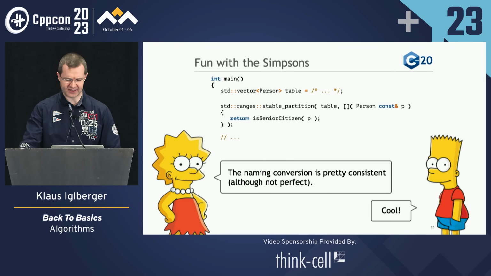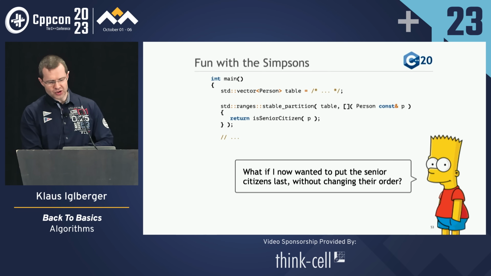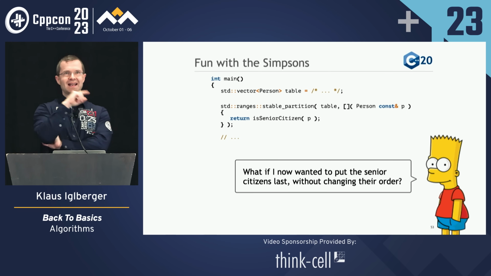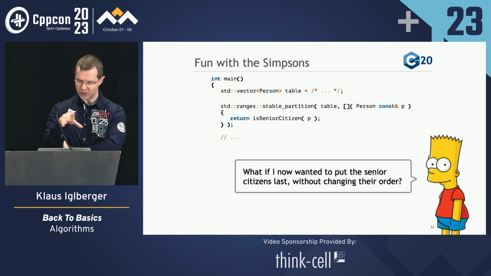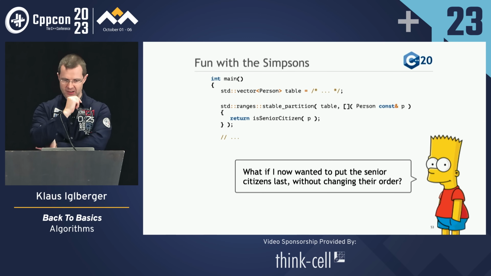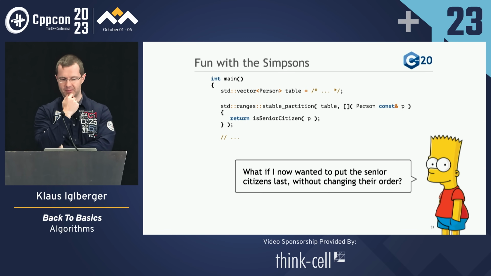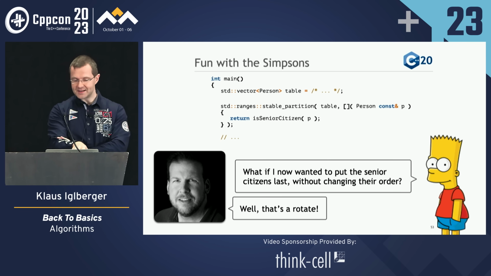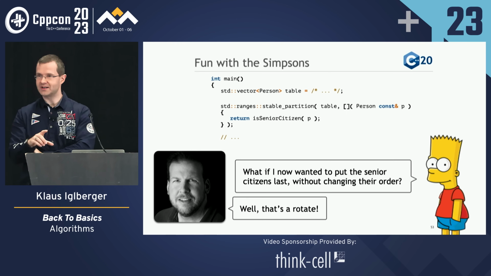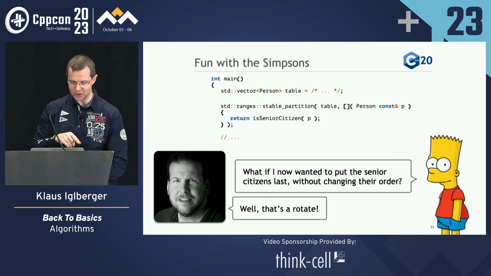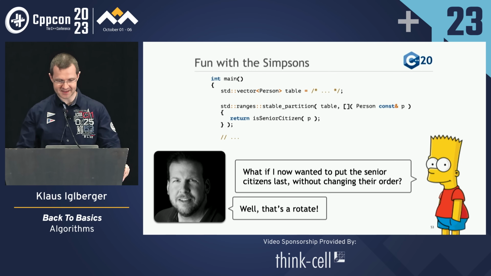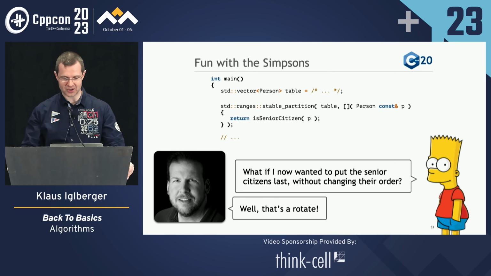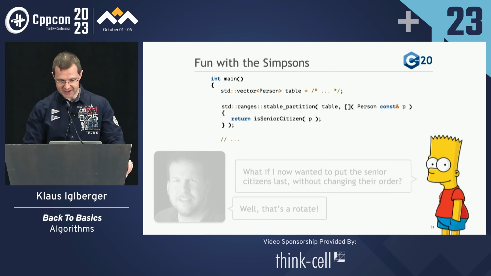However, Bart kind of has a new challenge. What if I now wanted to put the senior citizens last without changing the order, based on the stable partition we have called before? Now that is a rotate. Okay, and this is now again a quote from this talk. You have to understand that I have to put this in this talk too. And a rotate is something that you have to say in every algorithm talk. But it really is a rotate.